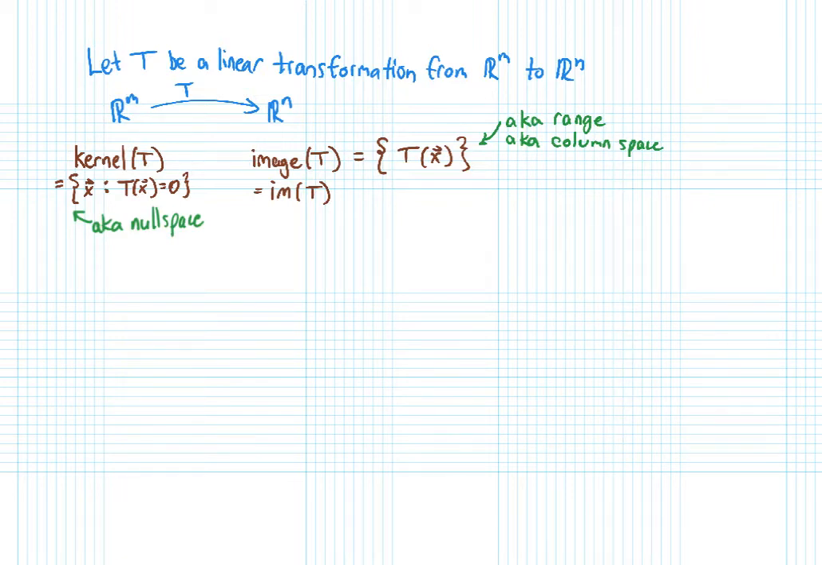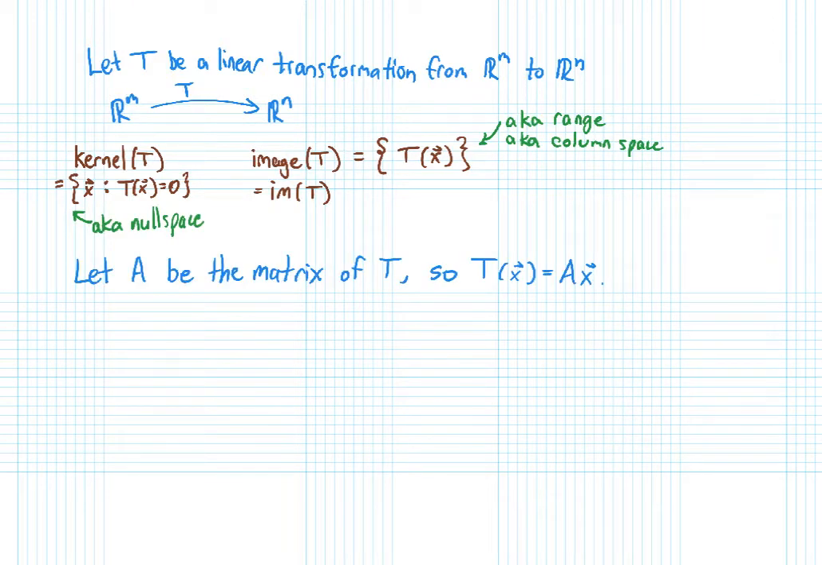We know that if you have a linear transformation, then there's some matrix that corresponds to it. So let's call that matrix A, and then the relationship between T and A is that T of x is equal to A times x for all vectors x. So then, putting that into the definition of the image, we see that the image of T is just the set of all vectors A times x. So it's the set of all things you can get by taking a vector x and multiplying it by A.